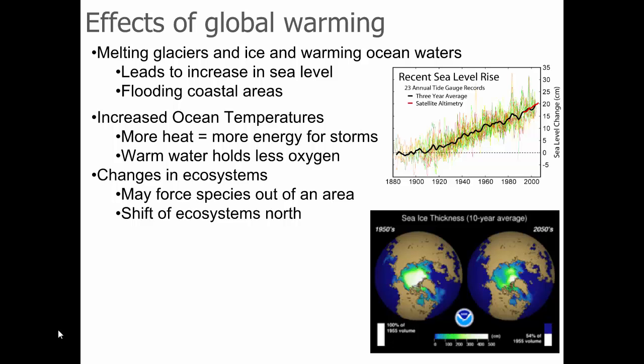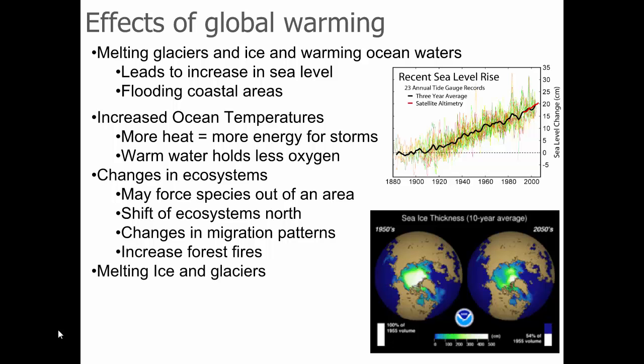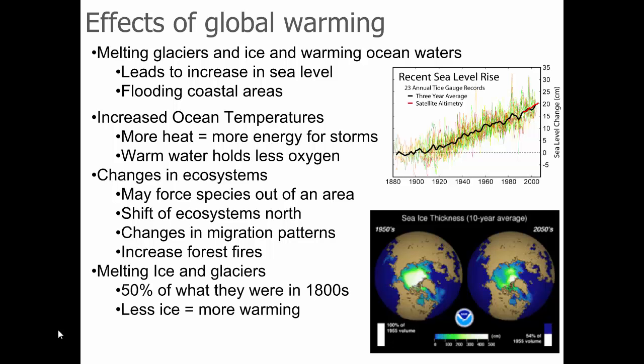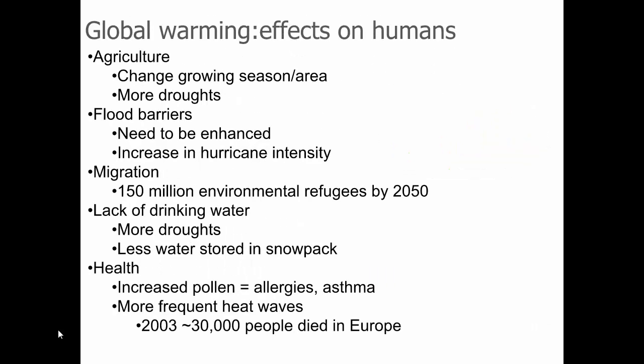We have mosquitoes that are able to work their way into areas they've never been able to survive before. Often disease-carrying mosquitoes can expand their range as the earth gets warmer. Migration patterns change. Increased forest fires. The glaciers are about half of what they were in 1800. And that leads to many problems in ecosystems. It also leads to many problems with humans.